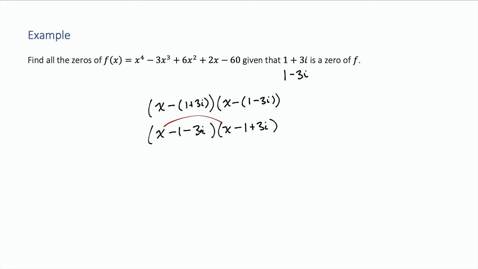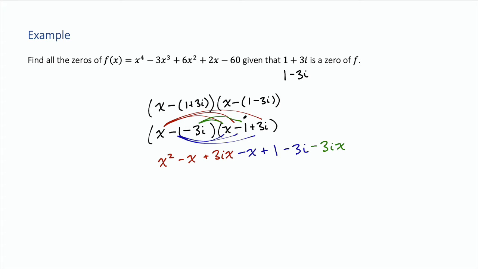So we'll take x times x, which is x squared. X times negative 1 is negative x. And x times 3i is 3ix. Then negative 1 times x is negative x. Negative 1 times negative 1 is positive 1. Negative 1 times 3i is negative 3i. Then we have negative 3i times x, which is negative 3ix. Negative 3i times negative 1 is positive 3i. And negative 3i times 3i is negative 9i squared.